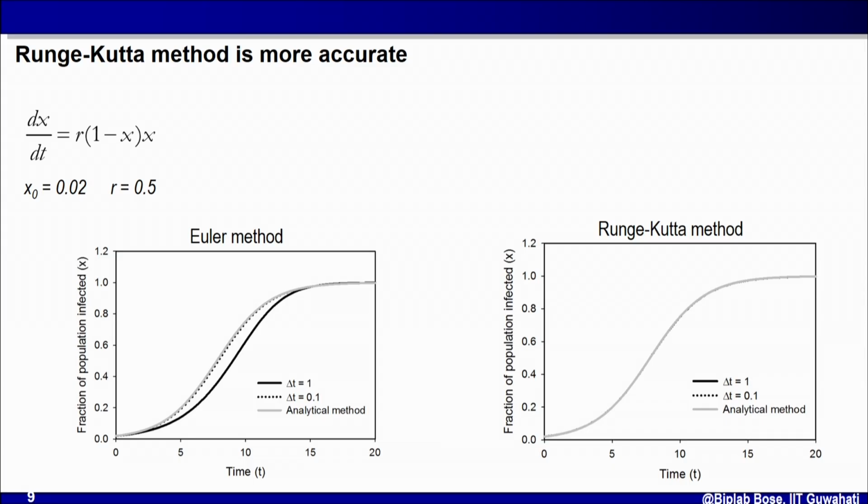Our ODE is the same one that we used for modeling spread of infectious disease, that is dx/dt equal to r into 1 minus x into x. X at time 0 is x naught, equal to 0.02, and r is 0.5, as we have kept earlier. The first graph here is the result from Euler's method. You have seen this graph earlier. The gray line is the result from the exact analytical method. The dotted line shown here is the result from Euler's method when you use delta t equal to 0.1.